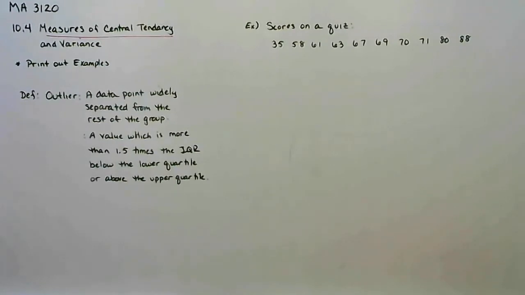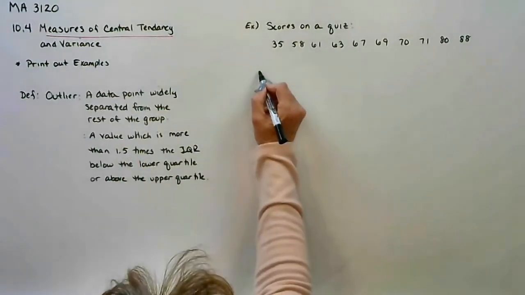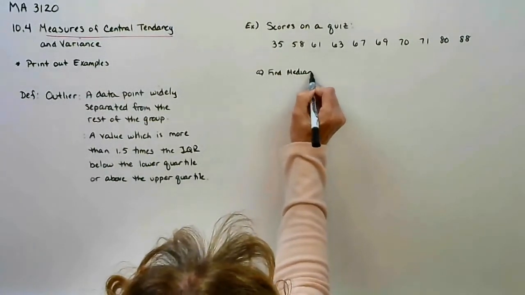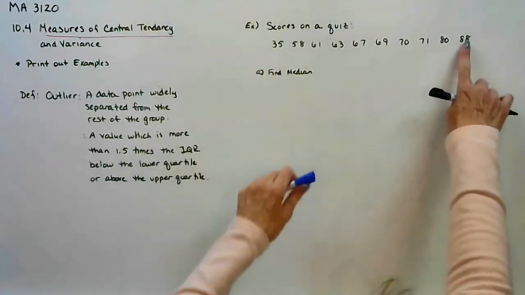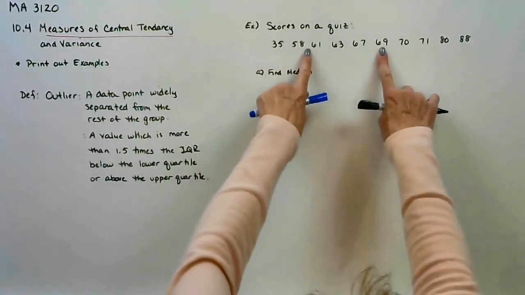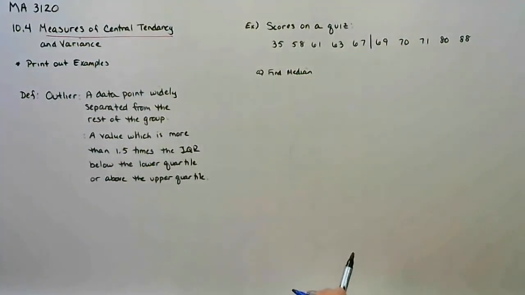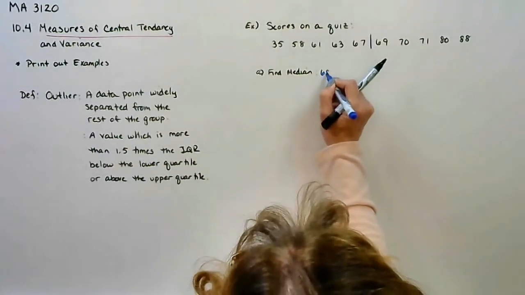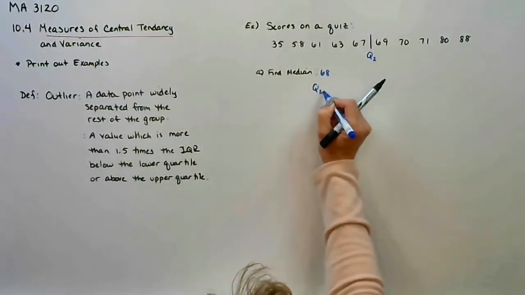The first thing we need to do is we know that we need 1.5 times the interquartile range. So first we need to find the median. There are 10 scores, so half of 10 is 5: 1, 2, 3, 4, 5, and 1, 2, 3, 4, 5. So the median is exactly between 67 and 69, which is 68. And remember, that's our second quartile. So our second quartile is 68.